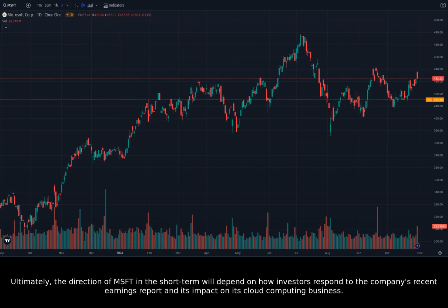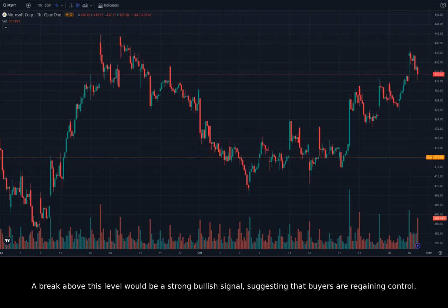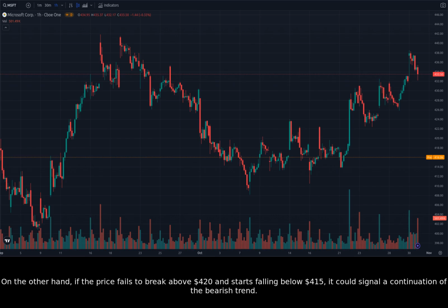Ultimately, the direction of Microsoft in the short term will depend on how investors respond to the company's recent earnings report and its impact on its cloud computing business. The $420 level is a critical resistance level. A break above this level would be a strong bullish signal, suggesting that buyers are regaining control. However, the $420 level has been a stubborn barrier for the past few weeks. We need to see consistent trading above this level to confirm a trend reversal. On the other hand, if the price fails to break above $420 and starts falling below $415, it could signal a continuation of the bearish trend.